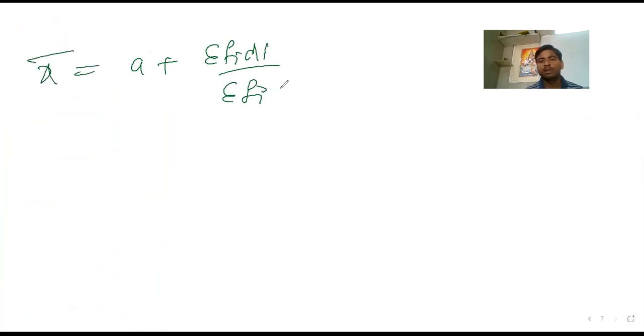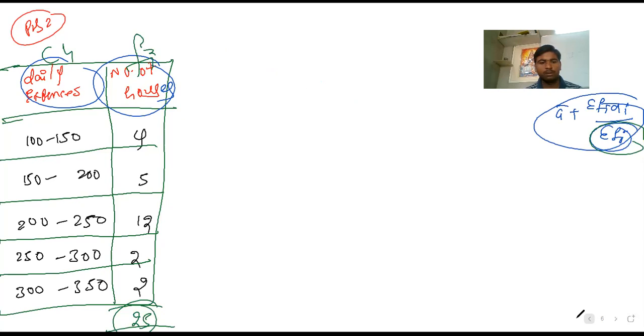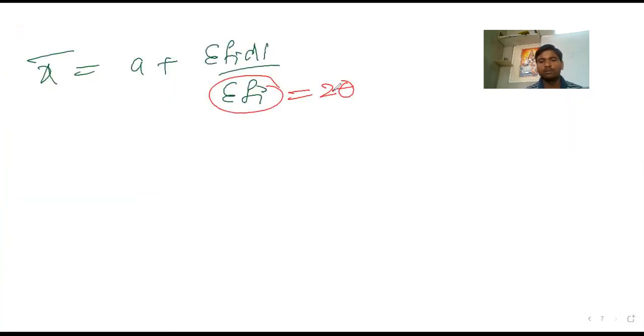Let me write the formula down: a plus sigma fi di by sigma fi is equal to x bar. Sigma fi is how much? Sorry, correct: it is not 20, it is 25. Next, the sigma fi di value has to be found. You know fi, but you don't know di. You have to know the a value. Let us go to the question.